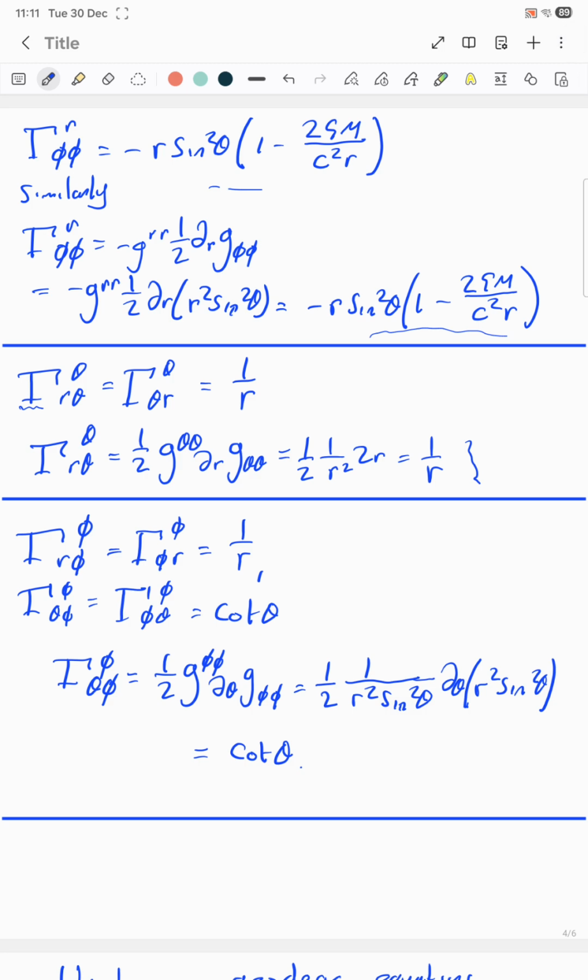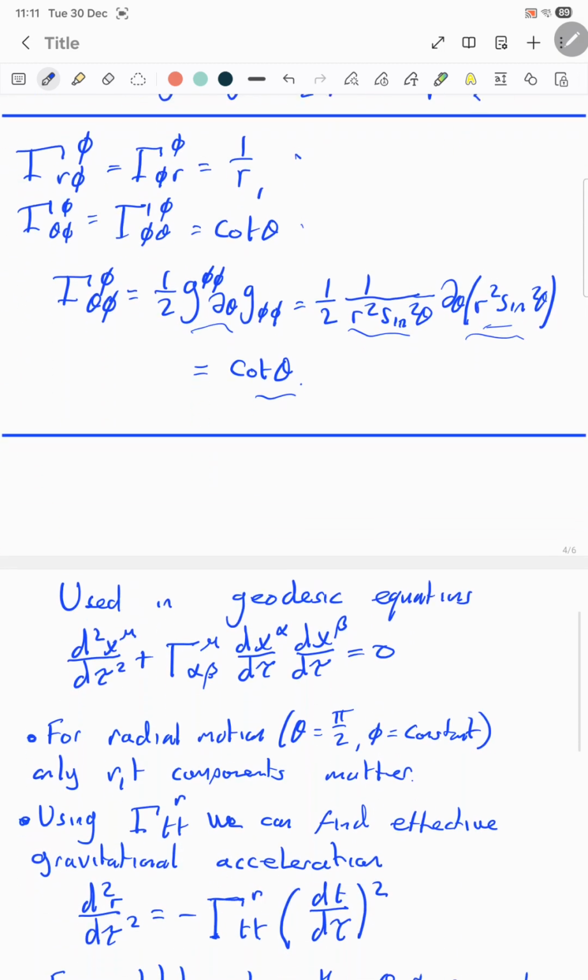Some of our Christoffel symbols are 1/r and cotangent of theta. Our cotangent comes from this, because this is the r squared sine squared theta. You'll see this on any kind of gradient or divergence in spherical polar coordinates, and that's where it comes from. It's just basically we're taking the derivative here of this with respect to theta, and we will end up with cotangent theta, which is one of our Christoffel symbols.